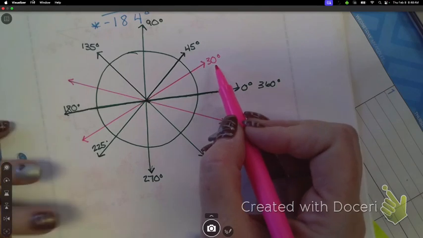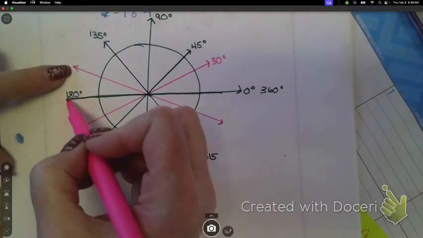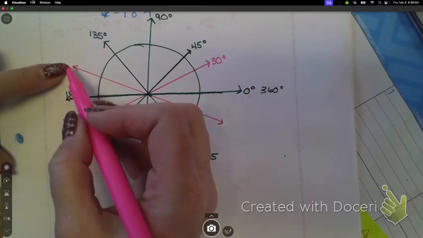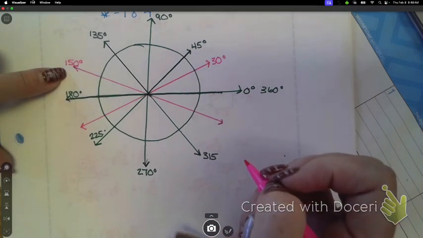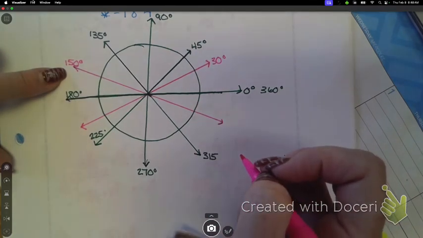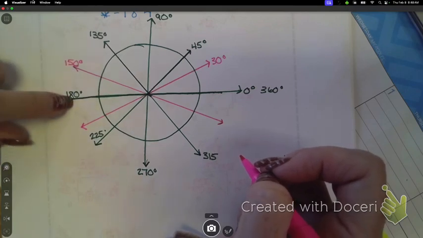So if this is 30, then 180 minus 30 is what? 150. So the one in the second quadrant is 150. It's what you call a 30-degree angle in the second quadrant because it's 30 degrees away from 180.